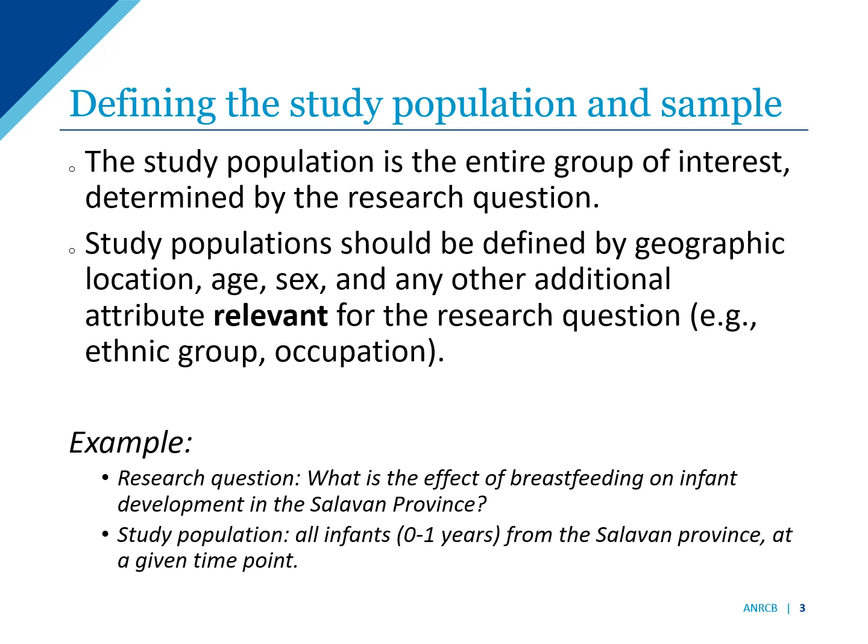You may be interested in how a particular exposure to pesticides affects men and women who work in wheat fields. Therefore, you'll want to know their occupation, that they work in a wheat field. An example here is, what is the effect of breastfeeding on infant development in the Salavan province? The study population would be all infants, defined as 0 to 1 years old, from the Salavan province at a given time point.